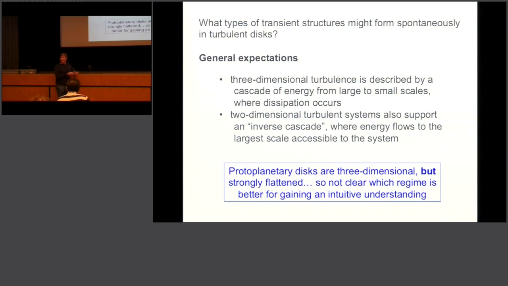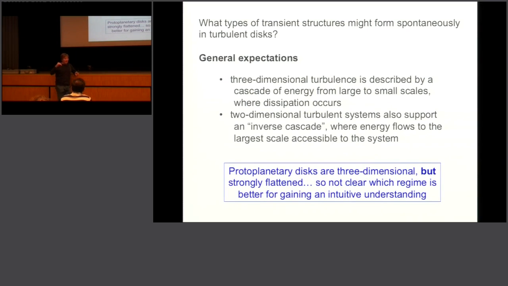Protoplanetary disks are clearly three-dimensional systems in principle. However, they're also quite strongly flattened systems. Okay, so even if you consider the mid-plane conditions, the vertical thickness may be an order of magnitude or more smaller than the radial scale. So in that sense, they're somewhere between two- and three-dimensional.